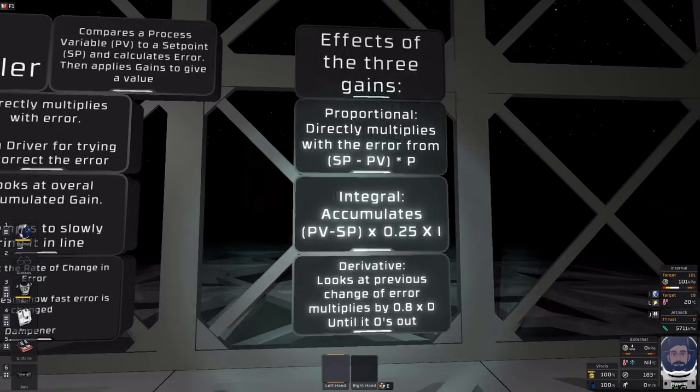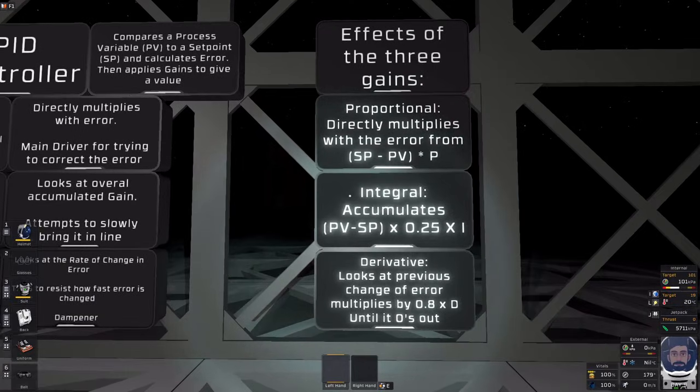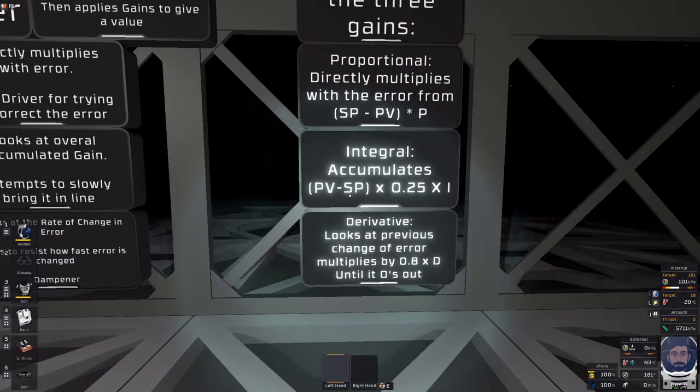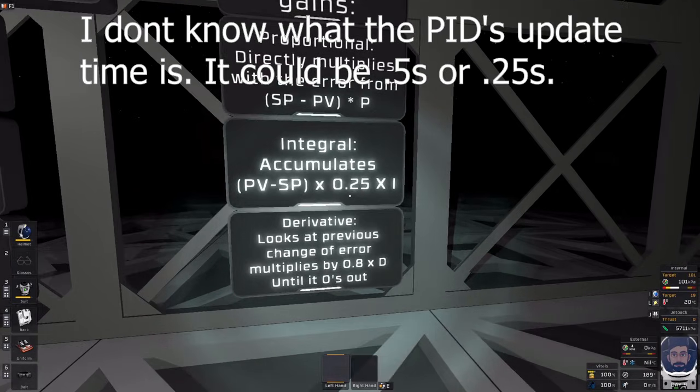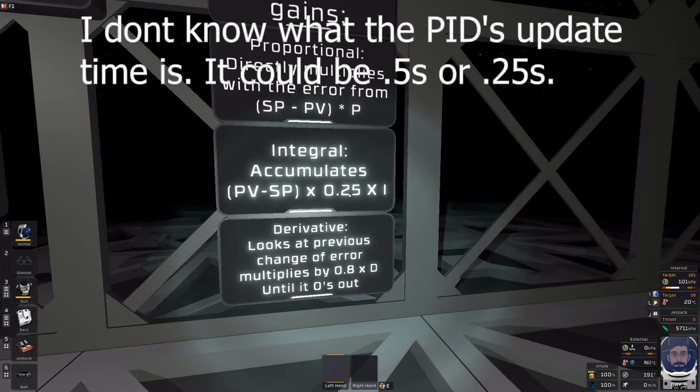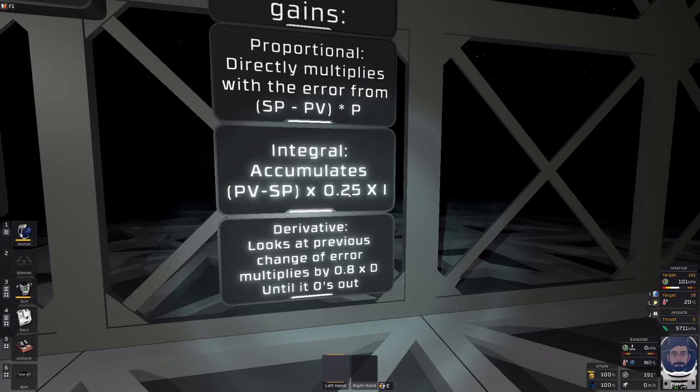Now with the integral, it does accumulate. So depending on what PV minus SP is, you have that error, it's multiplied by 0.25. It could be 0.5. It's kind of hard to tell because of the tick system. I don't know if it's activating faster than that. I'm seeing changes of 0.25 and I'm seeing changes of 0.5. So I don't know if I'm capturing it before a tick happens, after a tick happens, per second. But I'm going to presume 0.25 and then it multiplies it by the integral gain. And that's your integral error accumulation, how that affects the value.